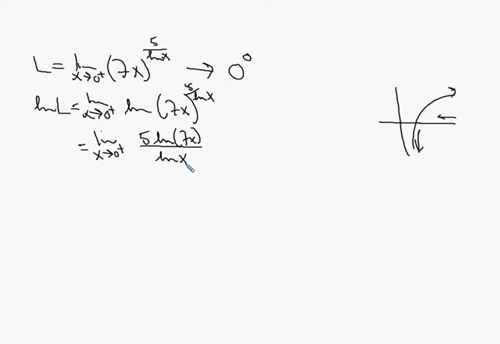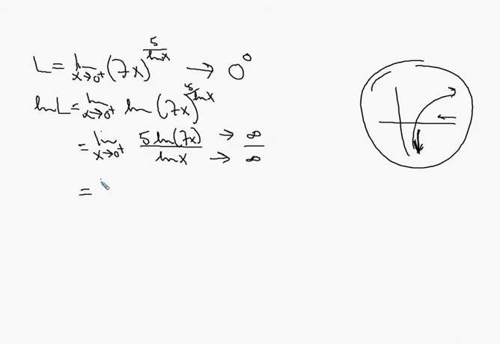Let's see here. As x goes to 0, basically both the top and the bottom look like this again. The value of the natural log is going down to negative infinity. So we get negative infinity over negative infinity, where the negatives cancel, and we get infinity over infinity. So we can do L'Hopital's rule.